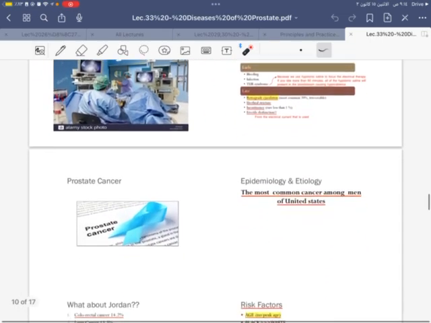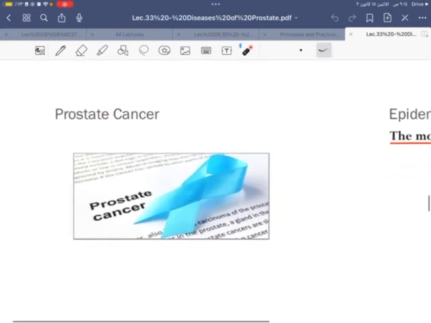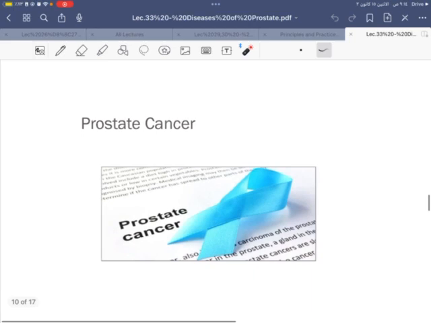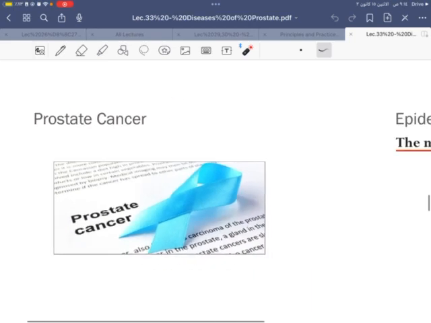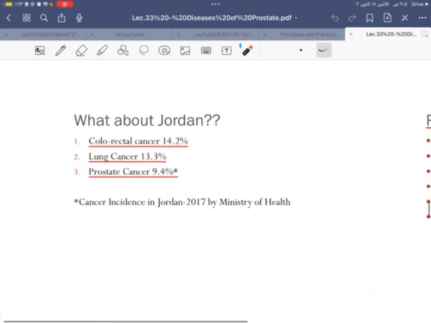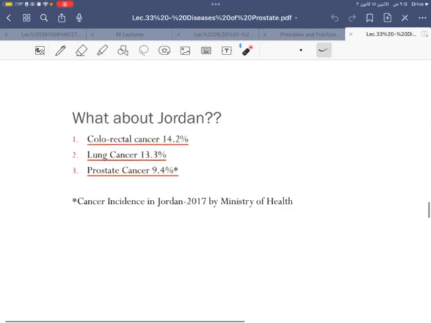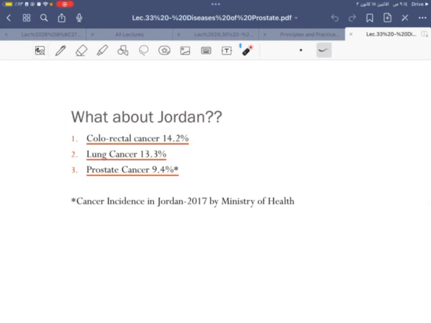Okay, the second topic in this lecture is prostate cancer. It's the most common cancer among men in the United States. What about in Jordan? It's ranked around fourth, the most common cancer after colorectal and bladder cancer. It comprises around 9% of cases among Jordanians, based on the 2018 cancer registry.